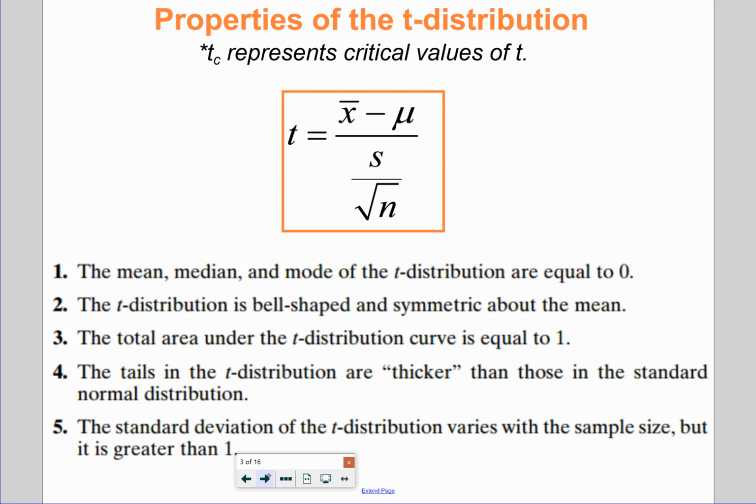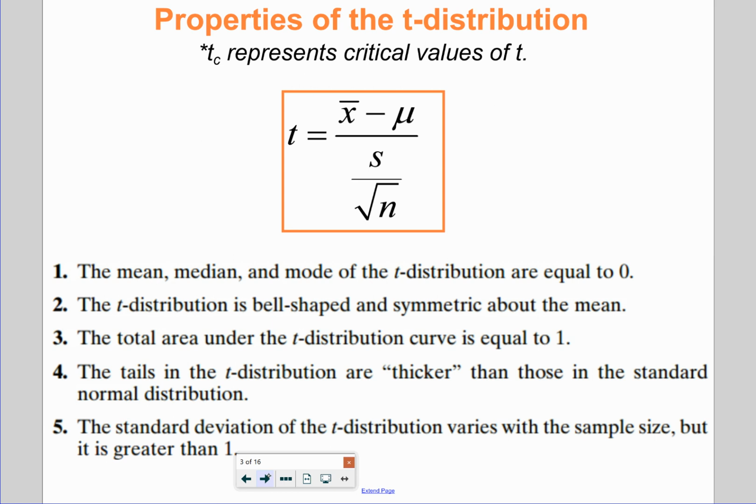Properties, you can just kind of like bullet point these if you want to. Mean, median, and mode of the T distribution are all equal to 0. That's the same as our Z-scores. It's also going to be bell-shaped and symmetric about the mean. Total area under the curve is 1. Okay, so again, all similar to our Z-scores, our standard normal distribution.